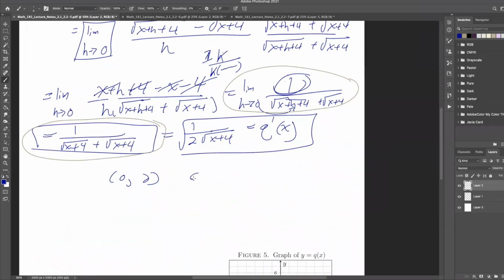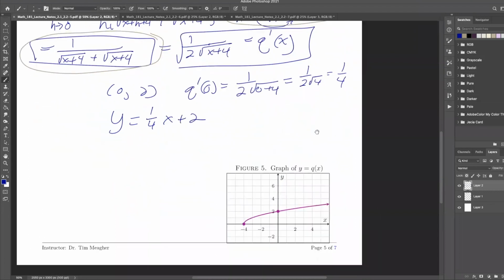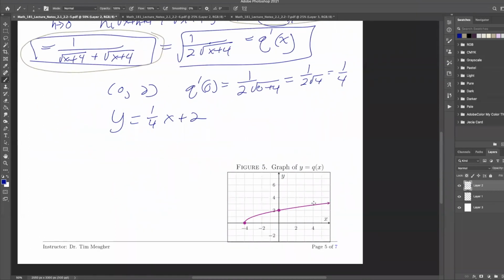And so here we're just going to take q, not g, q prime of 0, which is equal to 1 over 2 square root of 0 plus 4. Well, this is equal to 1 over 2 square root of 4, which is just 1/4, right? So here I can write out my equation, which is y equals 1/4 x plus 2. And so here, my next point, and I can just draw in my tangent line.